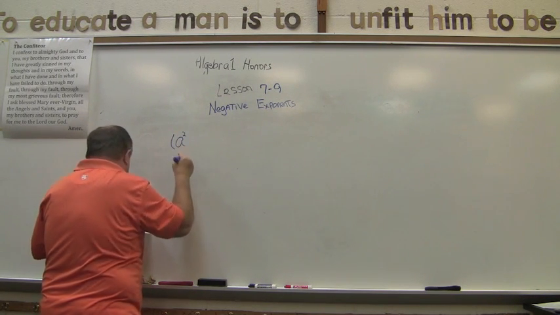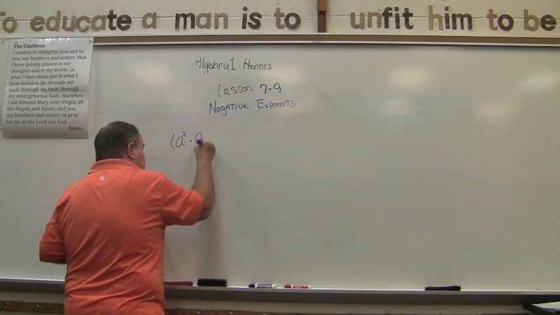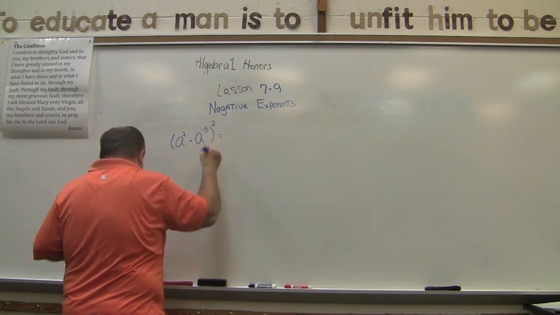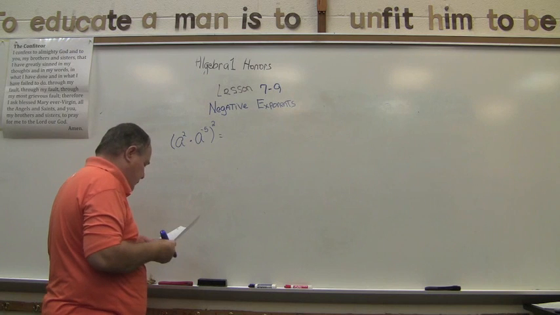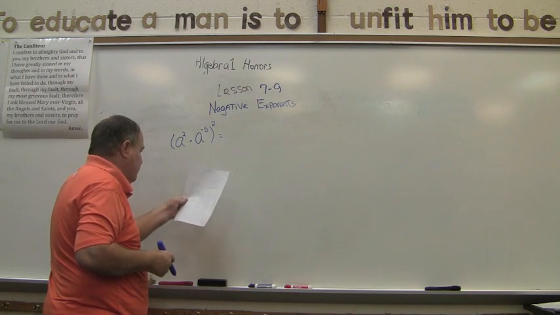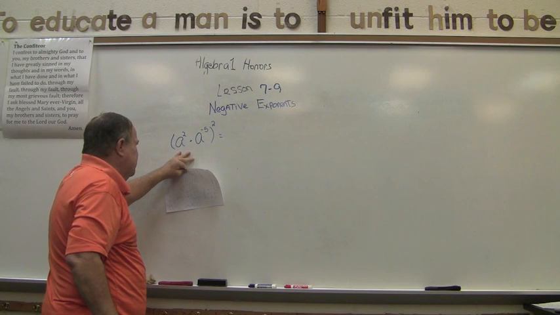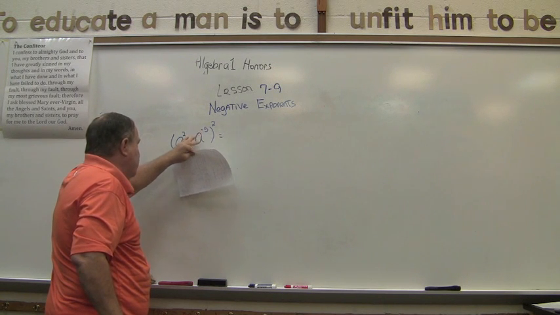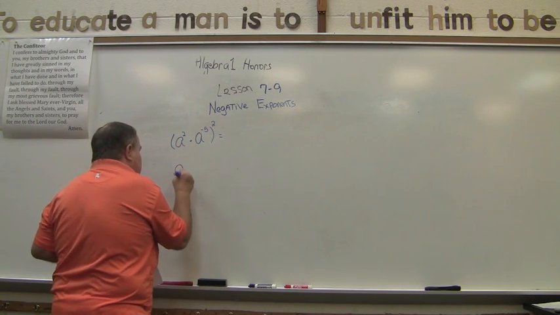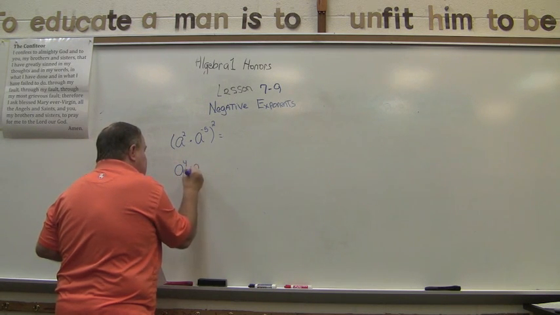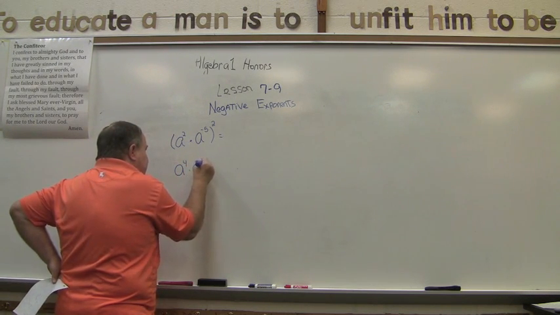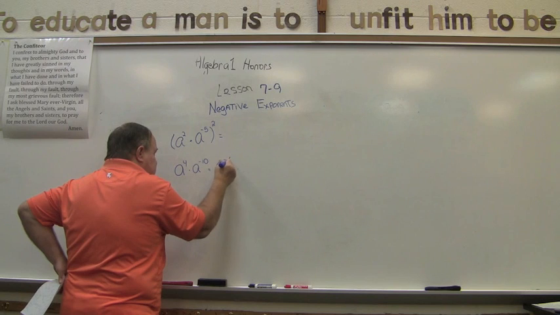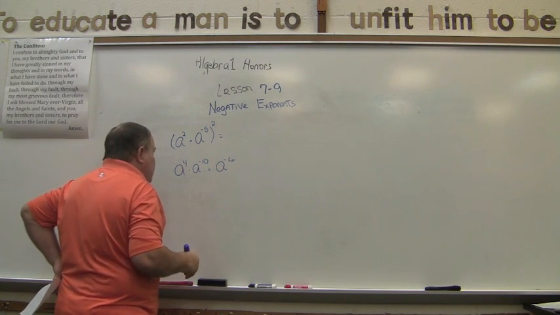A squared times a to the minus 5th, all to the 2nd power. Okay, well this sort of looks like the power of products rule. Here's our power of products. But in this case, we can do it 2 ways. All right, and I'll show you both ways. We can go ahead and multiply each one of these. So this would be a to the 4th times a to the minus 10th, and when we add them together, we get a to the minus 6th. Okay? That's one way to do it.